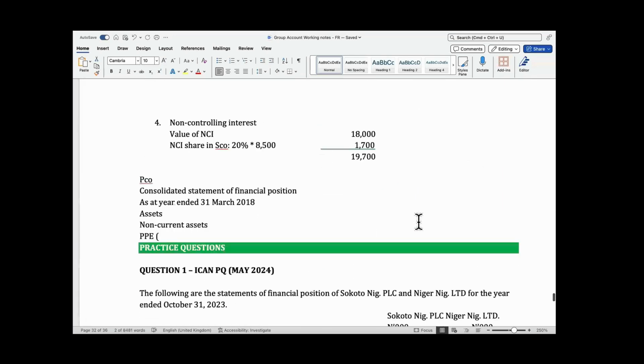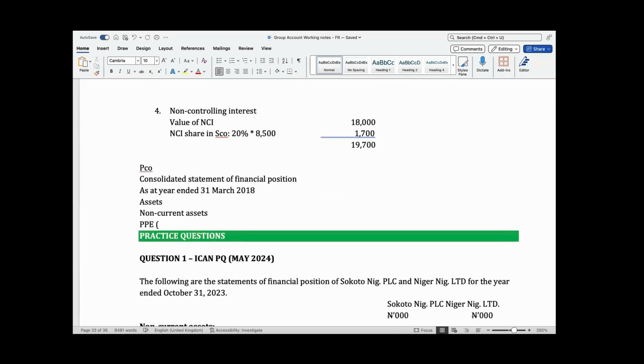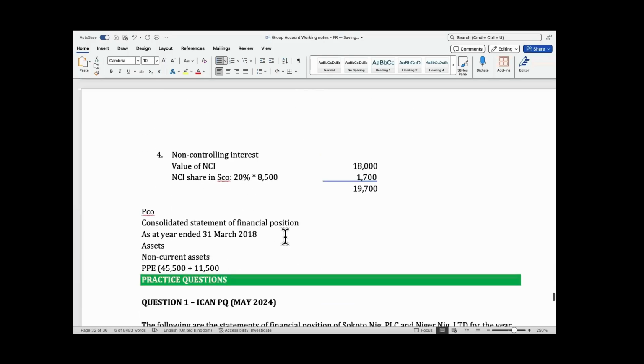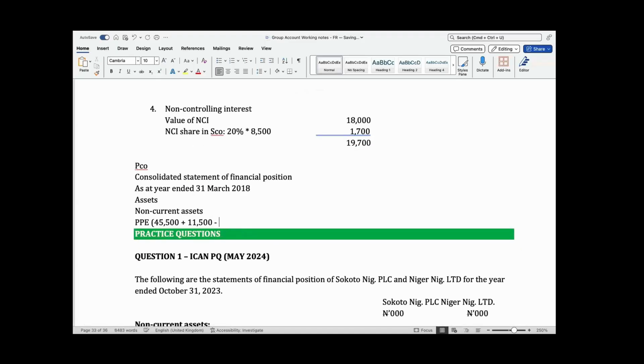Okay. Then we need to add this 11.5. We say add it to PP, this revaluation surplus. And also this depreciation, deduct from PP, minus 1.5. So what does that give us? That's 55,500.